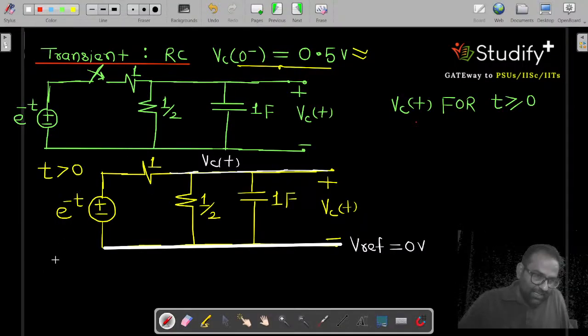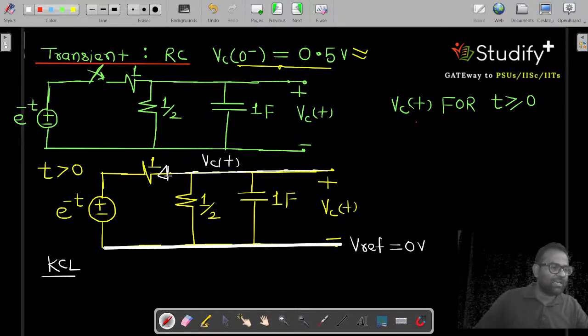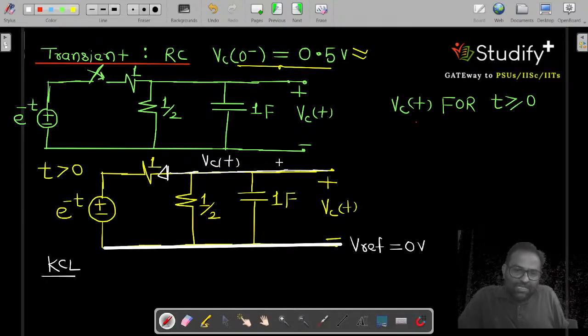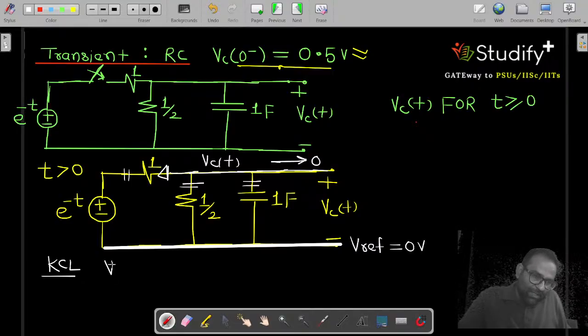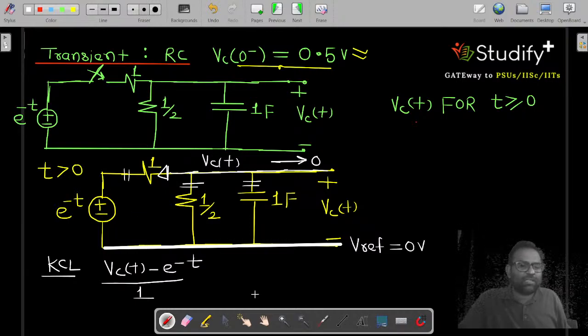When you apply the KCL, we can say what is the current in this branch. So KCL says that the sum of currents at a node is always equal to 0. So can I say there is no current going or coming from the open loop. So the sum of these three currents equals 0. The sum of the currents of this branch plus this branch plus this branch is equal to 0. So you can say VC(t) minus e to the power minus t divided by 1 is the current in which branch? The current in this combination, e to the power minus t and 1 combination. What is next?